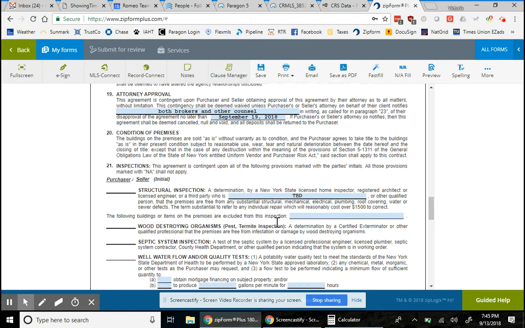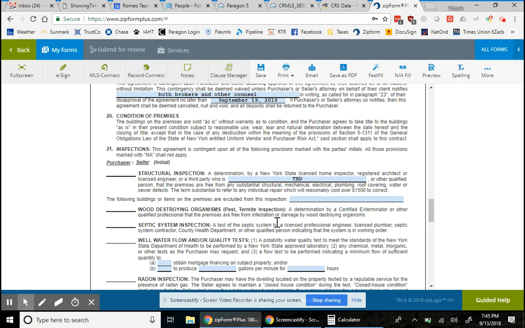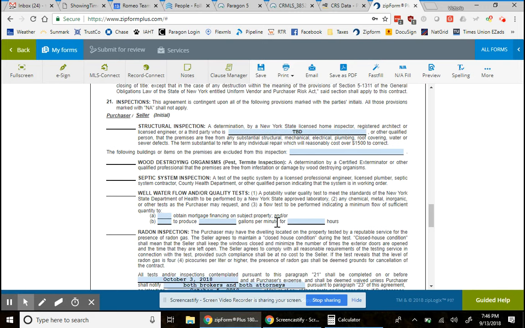New York is an as-is state. That means you've seen the property. The sellers aren't responsible for making any substantial changes to the property. They don't even need to bring it up to code. The only time the seller might decide to make any changes to the property is if something comes up in the inspection. And here are the inspections. Imagine that we have these septic and well crossed out, okay?